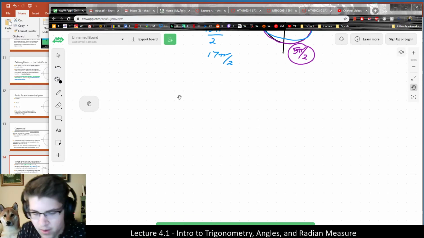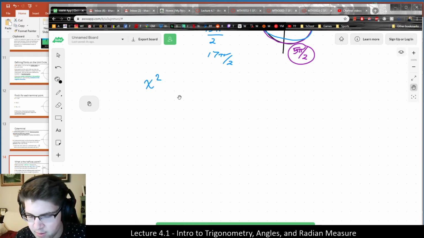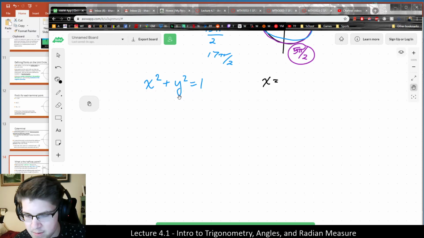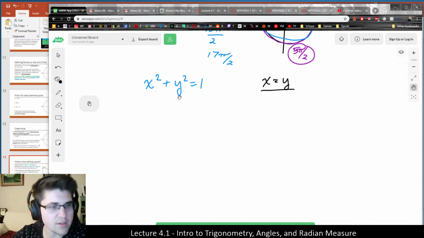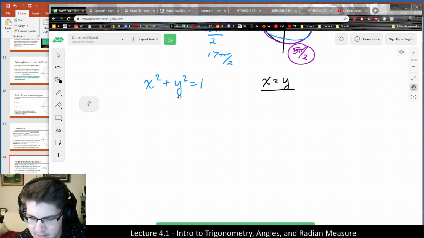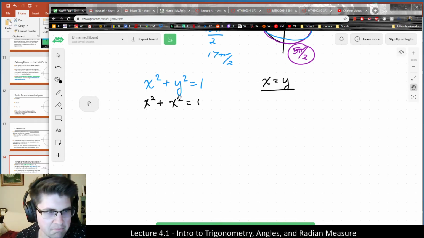All right. So that halfway point, that's what we're working on. If we have the unit circle x squared plus y squared equals 1, this is our equation. And what I was saying is that if we wanted to find the halfway point, it must be on the line y equals x. That's a 45-degree line with slope 1, intercept 0, a linear equation. That would give us x equal to y, so x and y are interchangeable, and I could plug in y for x.